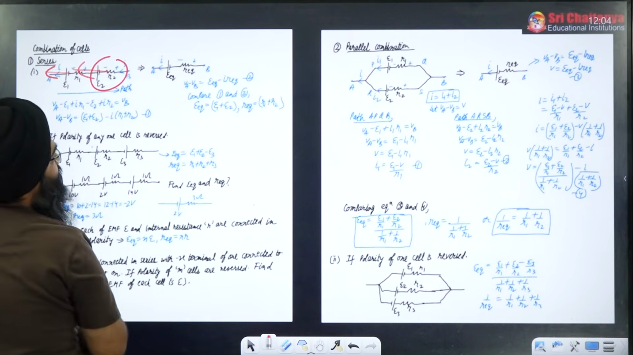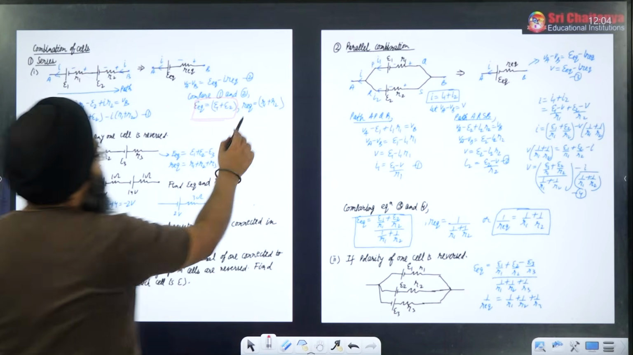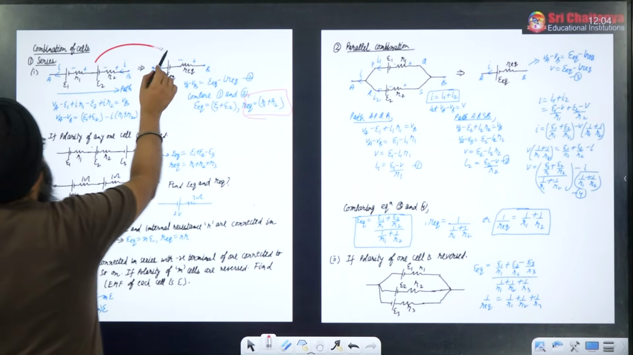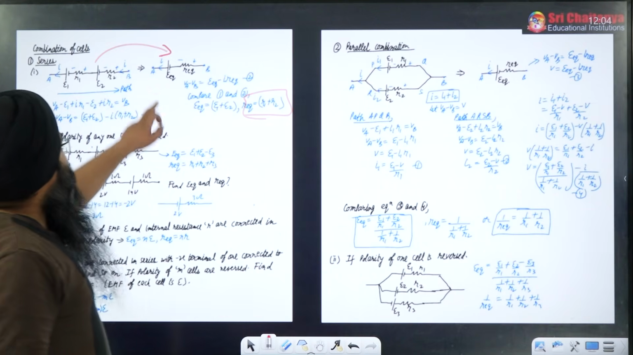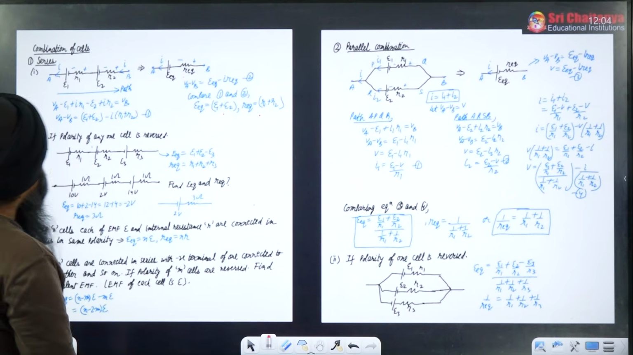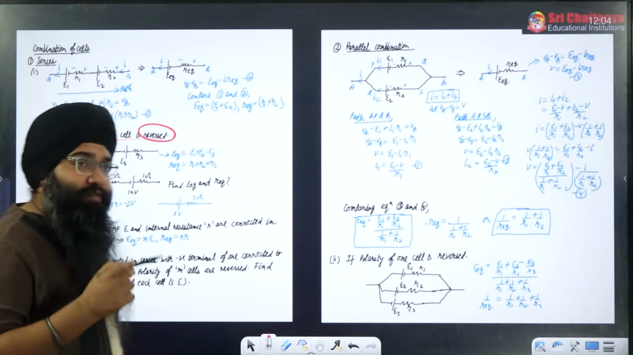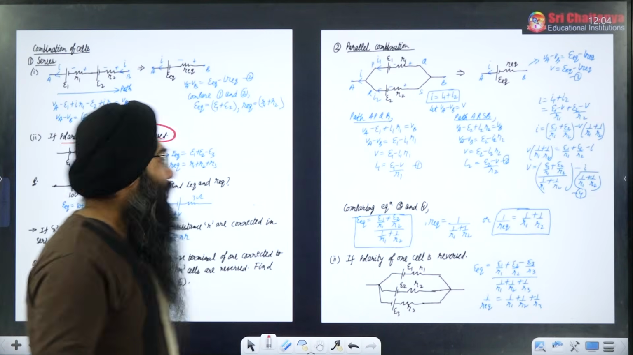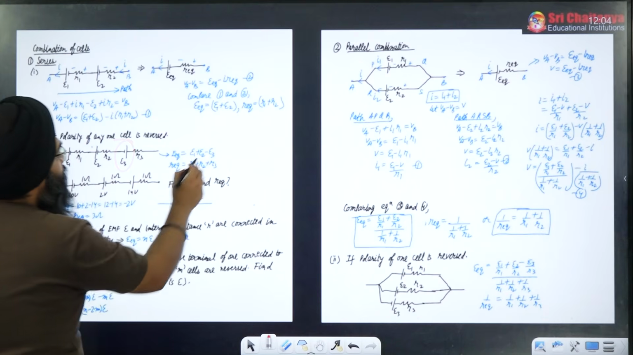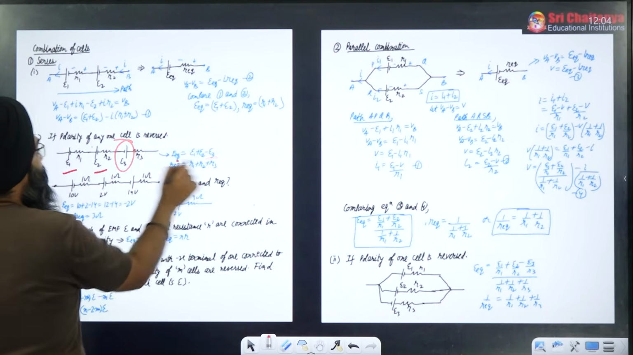Then E equivalent will be given by what? E equivalent will be directly the addition of the individual EMFs, E1 plus E2, and R equivalent will be R1 plus R2. And you can replace this particular cell combination by a single cell whose E equivalent is E1 plus E2 and R equivalent is R1 plus R2. If the polarity of any one cell is reversed, then whosoever's polarity you have reversed, you have to take a negative sign there. So here E equivalent will be equal to E1 plus E2 minus E3.